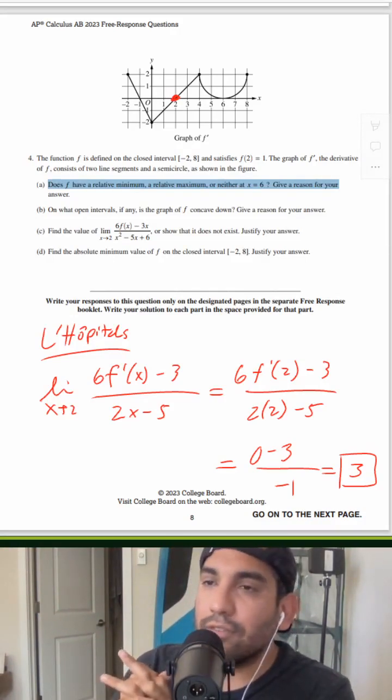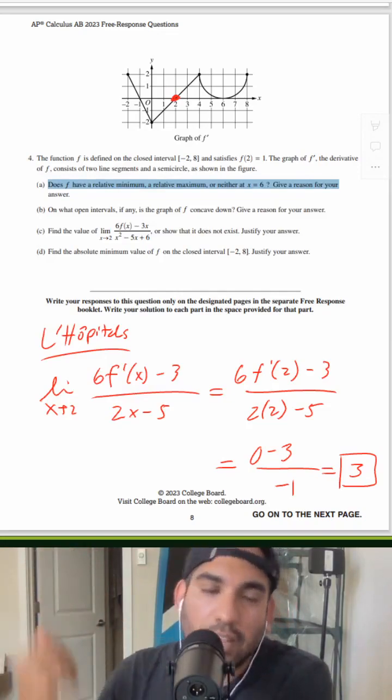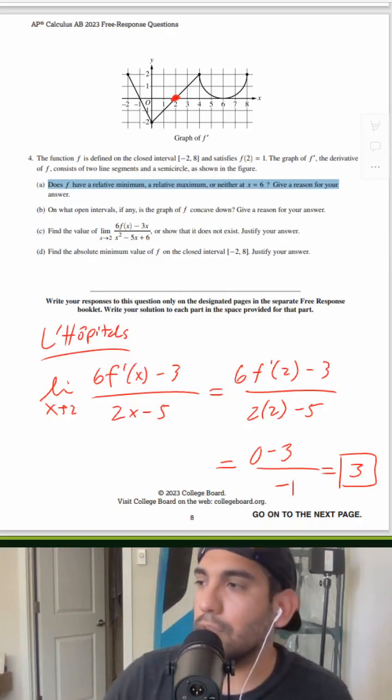And again, if you're seeing this in the future, if you see a limit problem on the FRQ, it's because they want you to use direct substitution, and then they want you to find the limit using L'Hopital's rule.